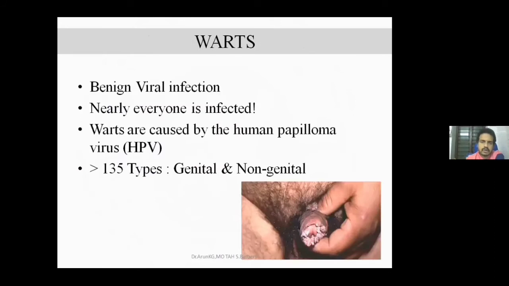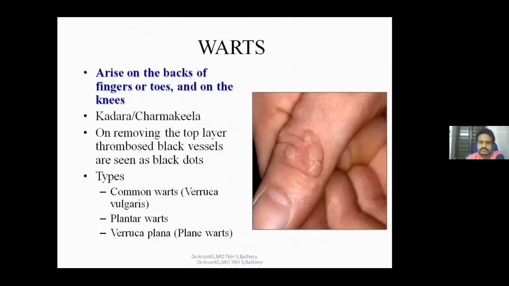Coming to warts, we all know benign viral warts actually affect everyone, and it is due to human papilloma virus of more than 135 types, and it can be broadly classified into genital and non-genital. Warts arise on the face, on the dorsal aspect of fingers and all. In the foot also it will be there. It can be compared to Kadara or Charmakila.